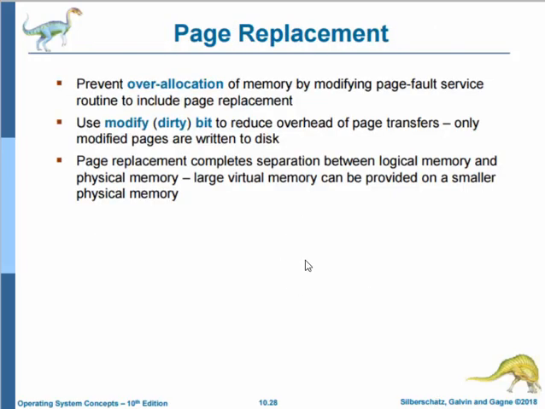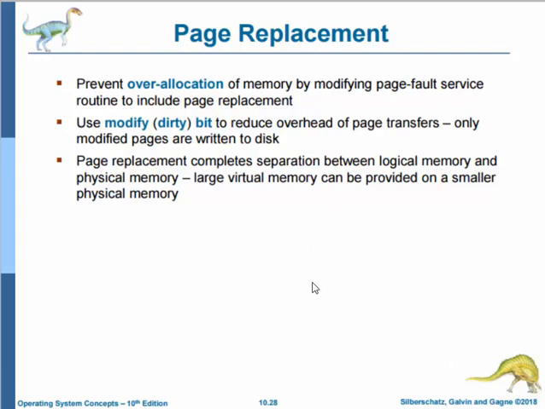Now for page replacement, it takes the following approach. If no frame is free, we find one that is not currently being used and free it. We can free a frame by writing its contents to swap space and changing the page table and all other tables to indicate that the page is no longer in memory. We can now use the freed frame to hold the page for which the process faulted, and we modify the page fault service routine to include page replacement.